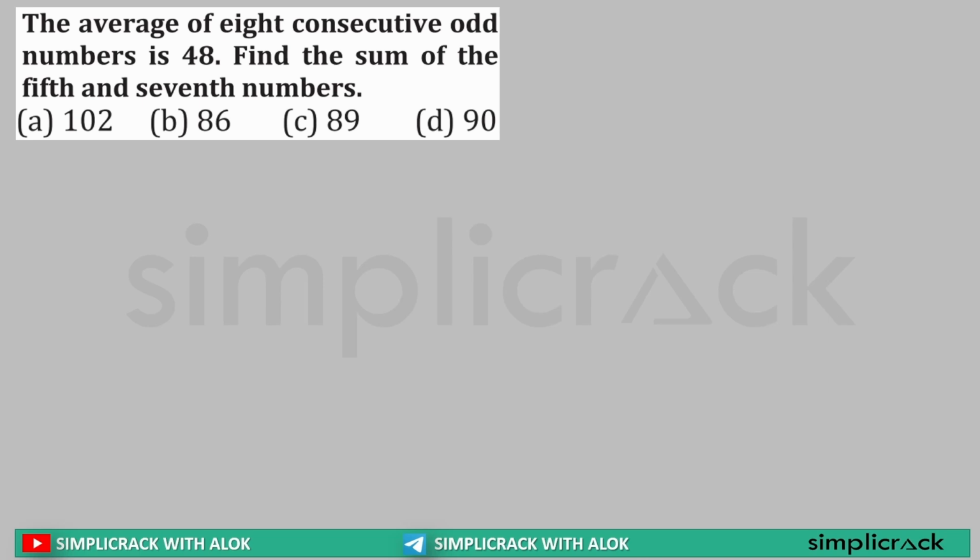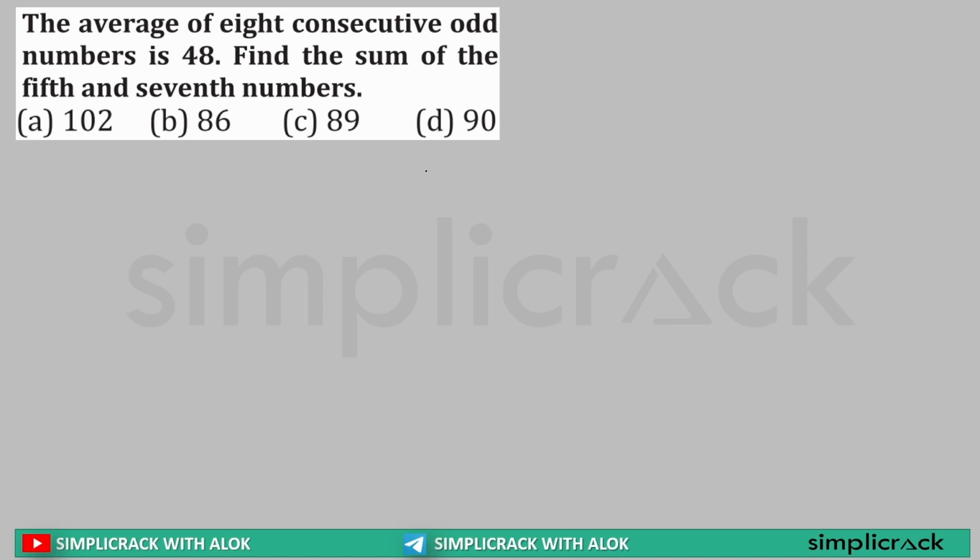Sir, the average of 8 consecutive odd numbers is 48. What is it saying? Sir, the average of 8 consecutive odd numbers. Now understand this, and you need to have such clarity while solving such questions: whenever it is asked odd number or even number, the most important part is what you are considering as the odd number.